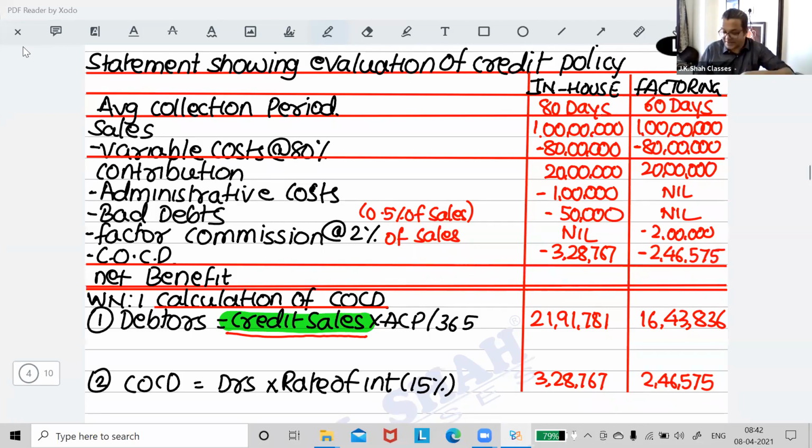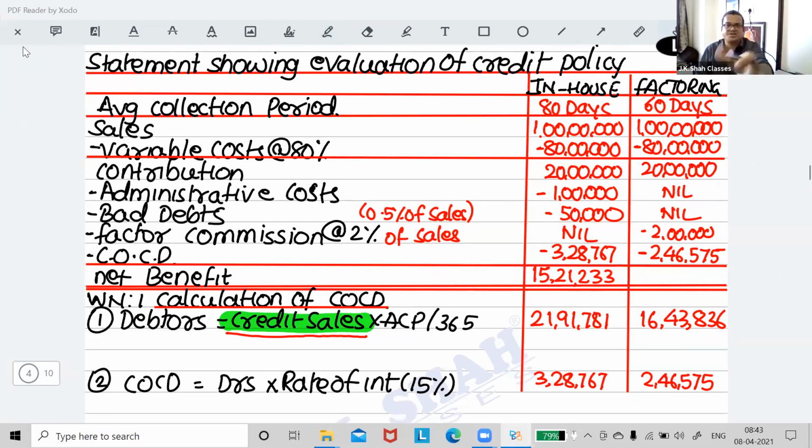Okay, so now we can subtract. From 20 lakh, let's subtract 1 lakh 50. Also, I will subtract 328,767. That gives 15 lakh 21,033. And on this side, from 20 lakh, I just have to pay what?